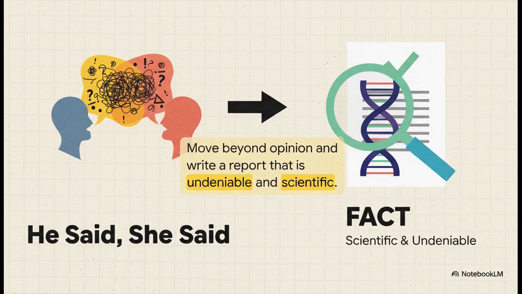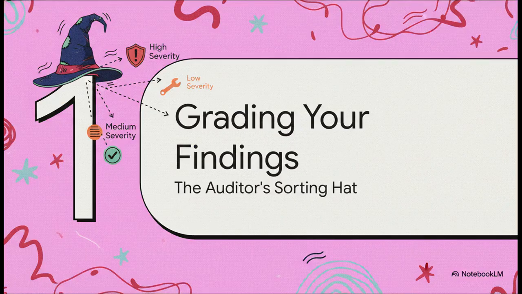That whole he said, she said situation. If your report just feels like it's your opinion, people can argue with it. They can dismiss it. Our goal is to make our findings so fact-based, so scientific, that they are simply undeniable. So, how do you start bringing some order to all that chaos?